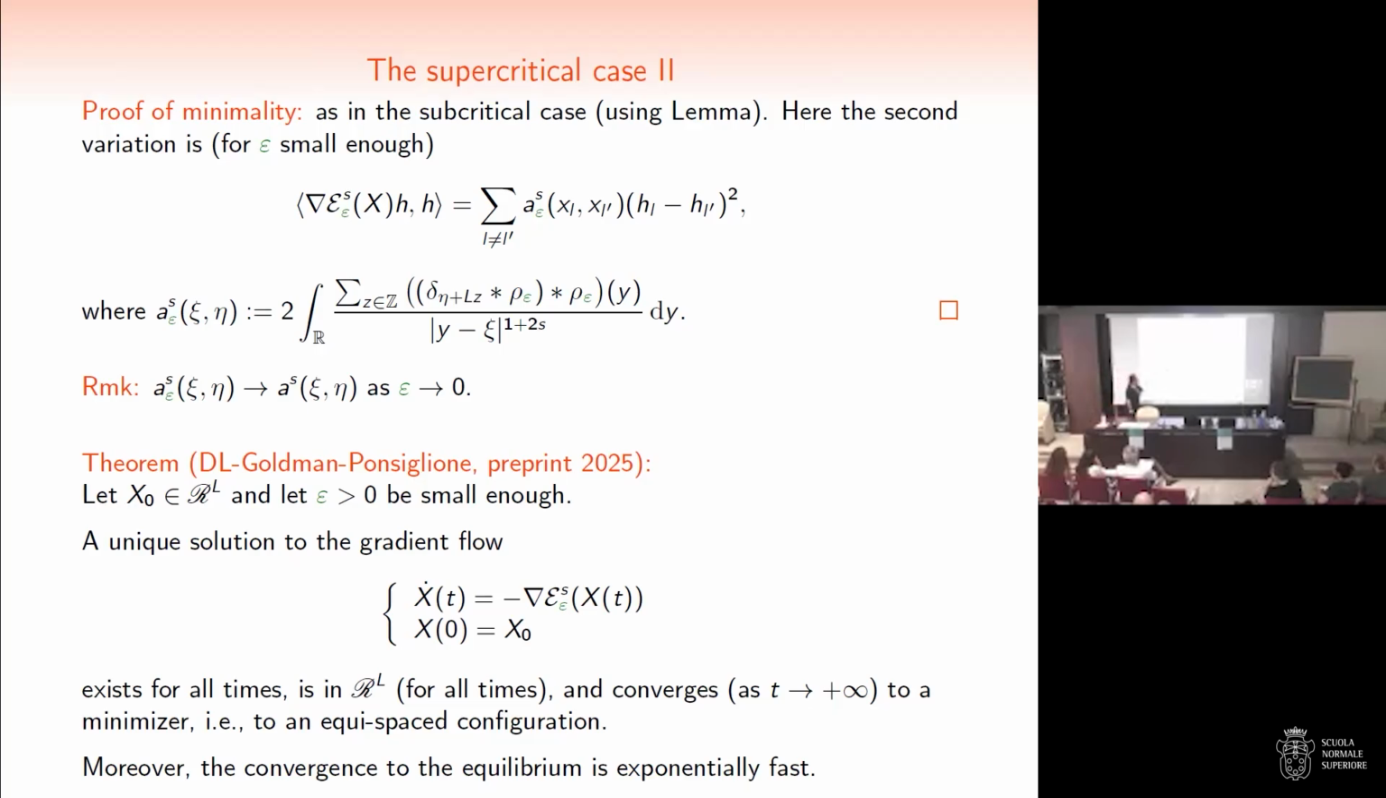So that for epsilon small enough, depending on x naught, we can find a unique solution that exponentially fast converges to the equilibrium. Okay, so these are the results we want to prove.